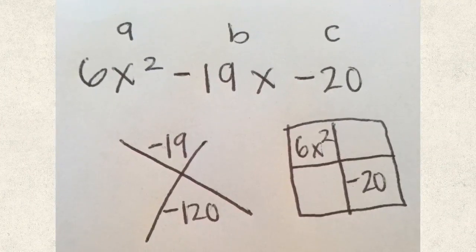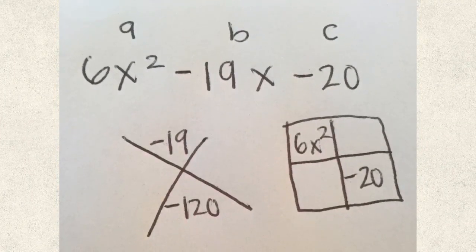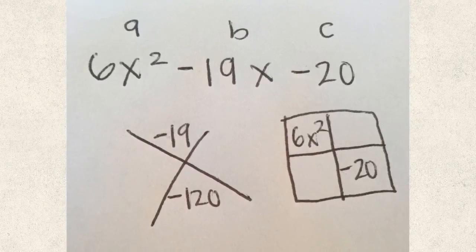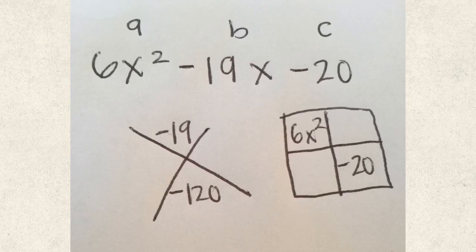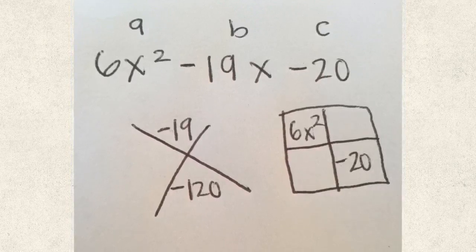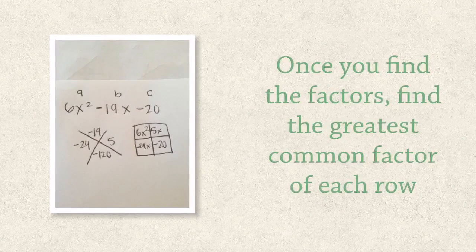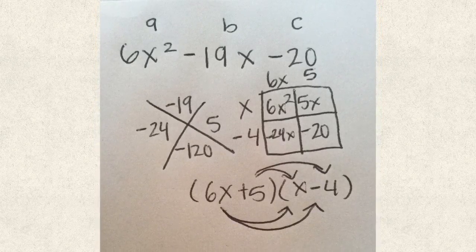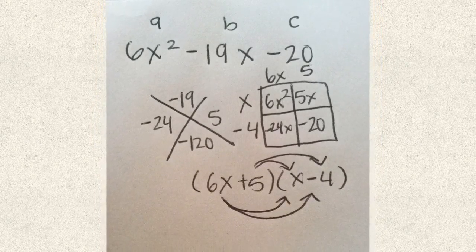Some factors are more obvious to find than others, like the one in the problem before. In this case, with big numbers, use your calculator to find the factors that would multiply to be negative 120 and add to be negative 19. You can check yourself in two ways, multiplying the expression back out or multiplying the multiplication table back out.